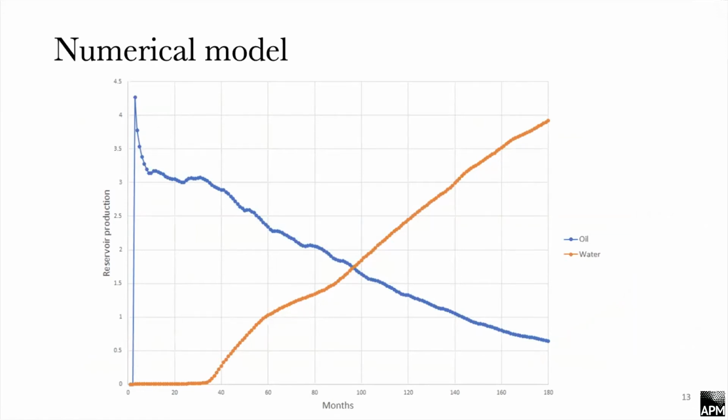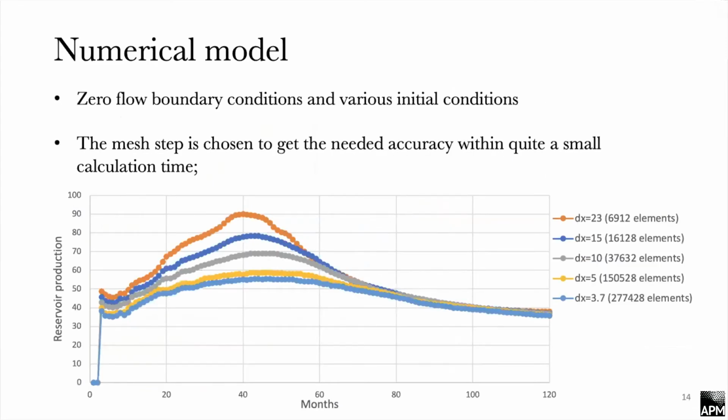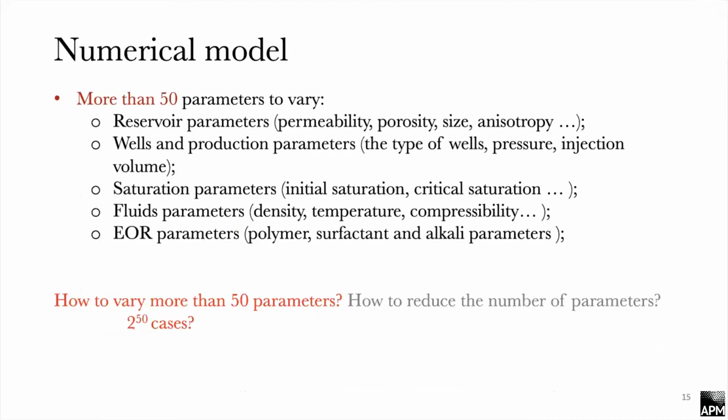So we have the numerical model that allows us to generate some results. To build this model, we use zero flow boundary conditions. And of course, because we need to generate a lot of cases, we use various initial conditions. We choose the mesh step for a number of different parameter values to achieve the needed accuracy within quite a small calculation time, because time is still a big problem.